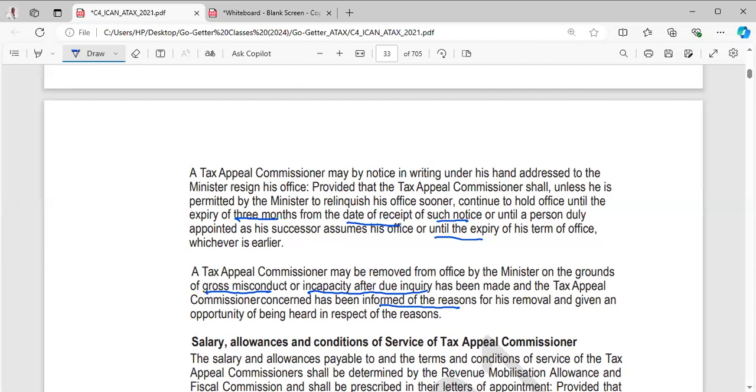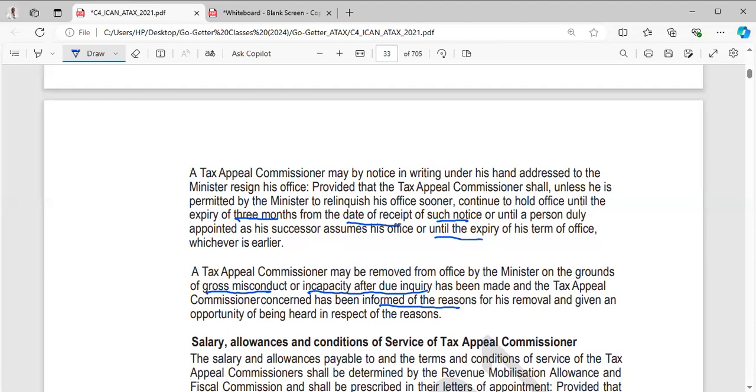So now you see here, there are 3 ways the tax appeal commissioner will leave office. One, if his tenure expires. Now, if his tenure expires, he can renew it if it is renewable. If it is not renewable, he leaves the office. Second, his tenure is not expired yet. He may write to resign.